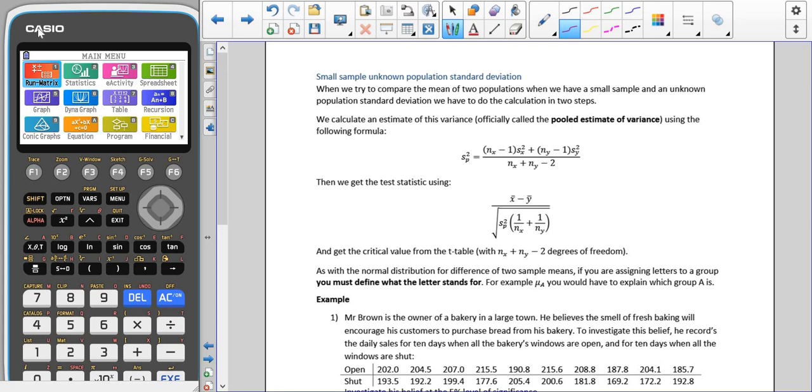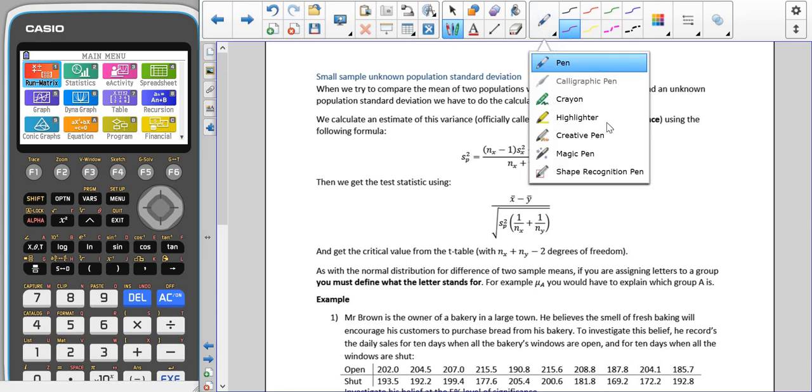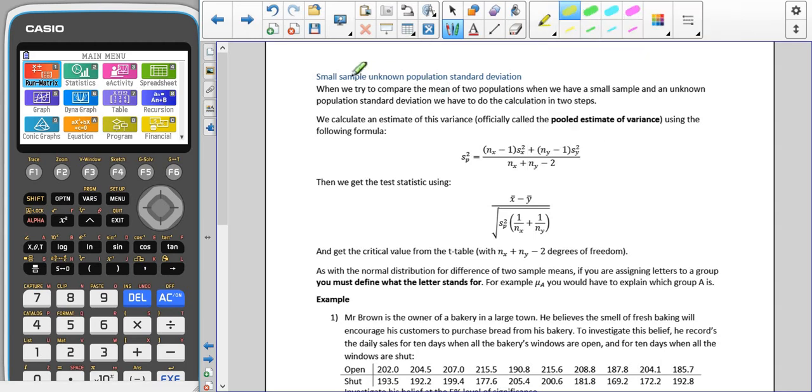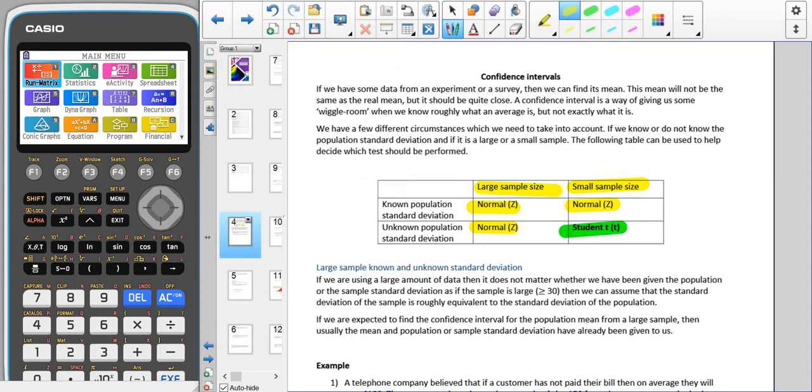So now we're going to take a look at what we do when we have a small sample and we have an unknown population standard deviation. So again, if we refer back to our table here, we can see that small sample, unknown population standard deviation means that we are going to use T.